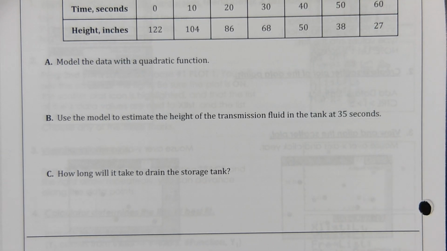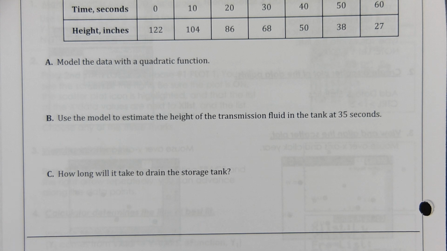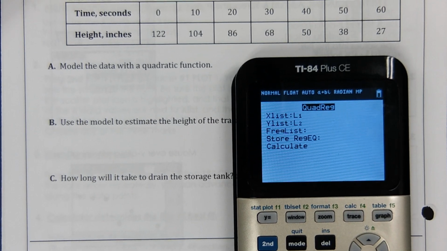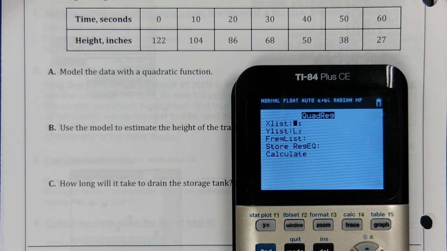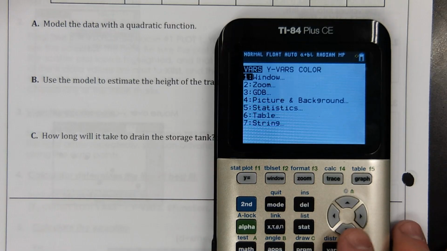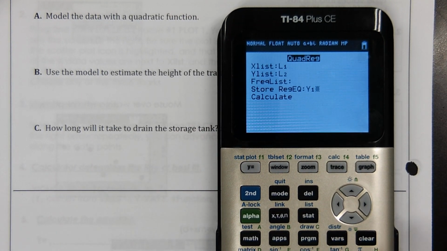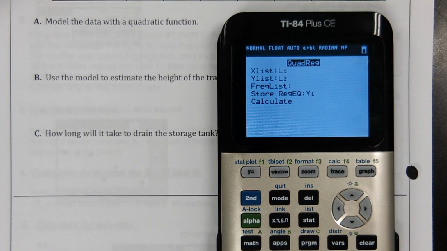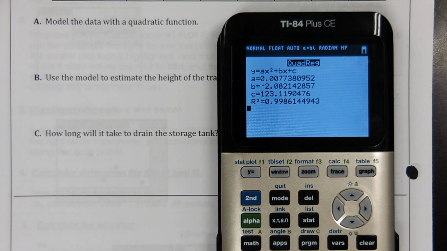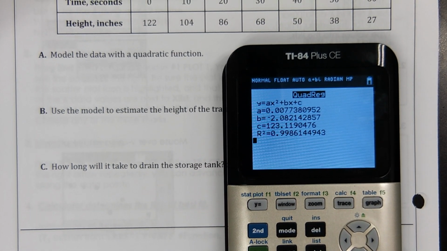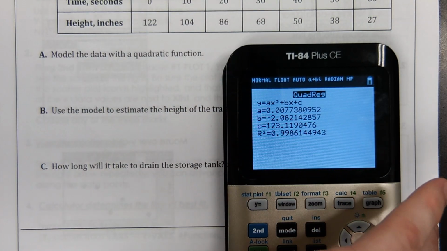and, yeah, there is no reason to store it. Actually, you know what? Let's go ahead and store it and see what the scatter plot looks like. Let's see if a quadratic model is a good model. What do you think? So let's store it as, so vars, y vars, function, y1. And then we'll hit calculate. Wow. Yes, it's a very good model.